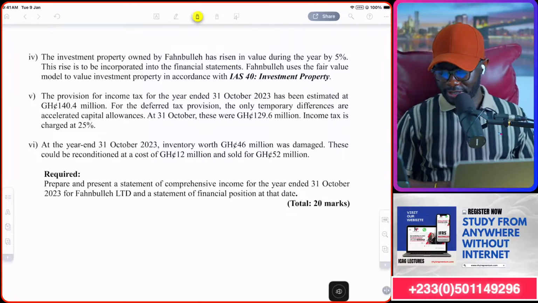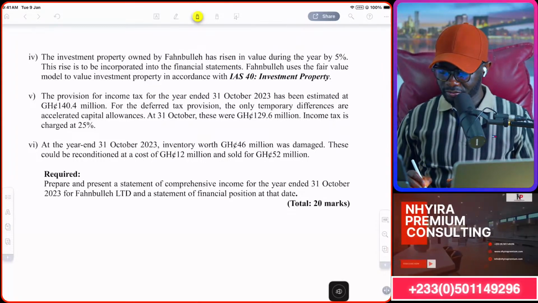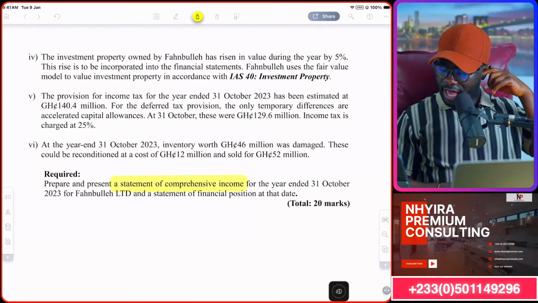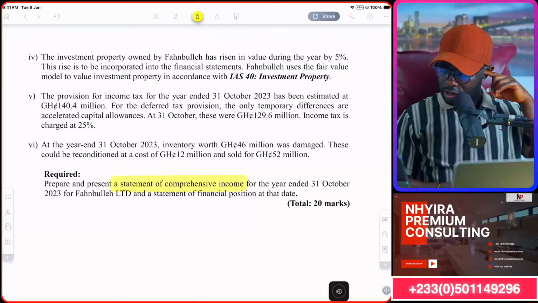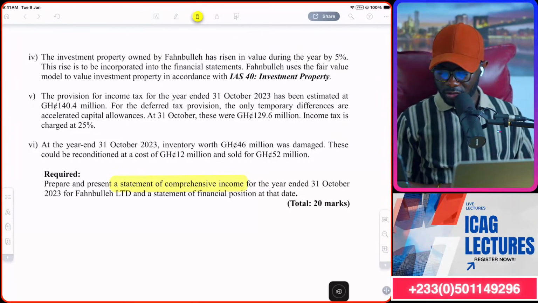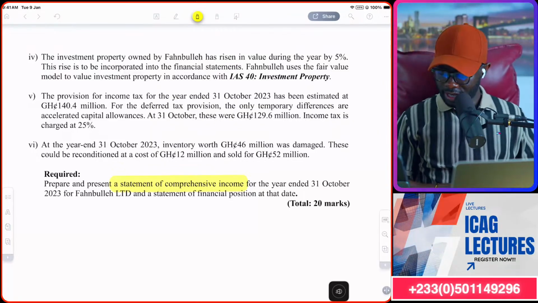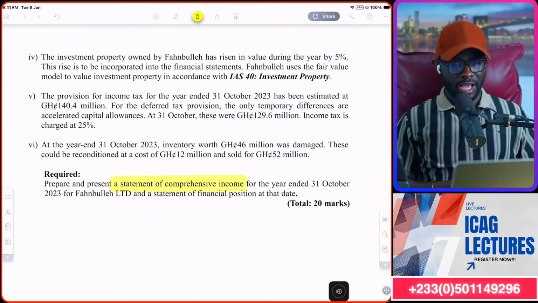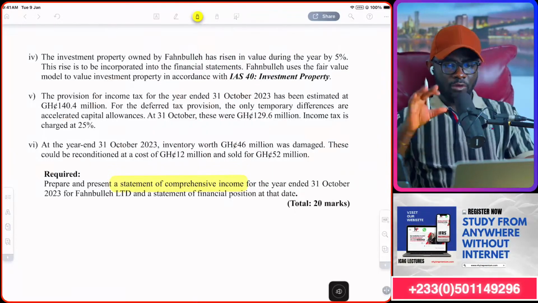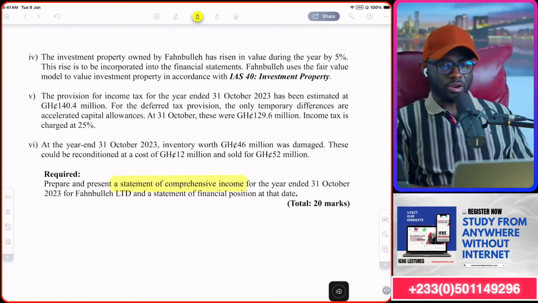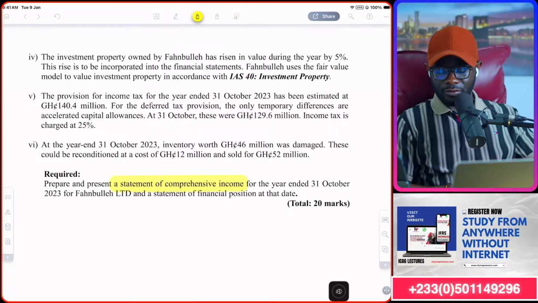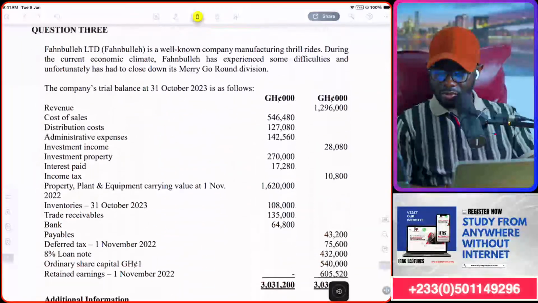The examiner says, prepare and present a statement of comprehensive income for the year ended 31st December 2023 for Fan Bala Limited, and a statement of financial position at that date. So we know it's a single entity financial statement question, and we are preparing the statement of profit or loss and other comprehensive income, and also coming in with the statement of financial position.